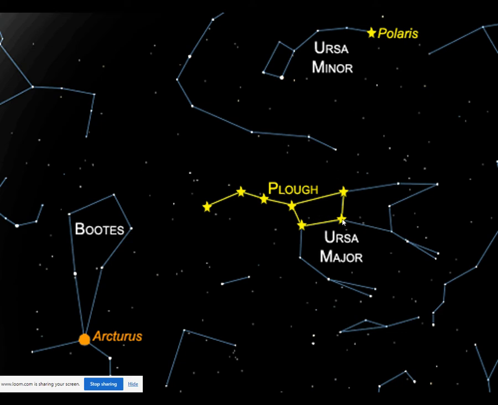So we can use the plough to find a couple of things as well. On the right here, if you follow this right-hand side up, that will lead you not perfectly, but very close to Polaris. And then you'll spot Polaris because it's very bright. And then if you follow the arc of the handle, that will lead you down to another very bright star, Arcturus.